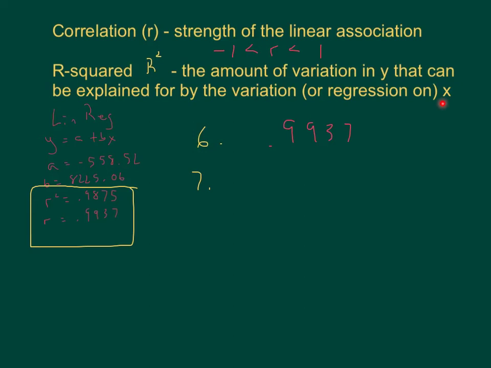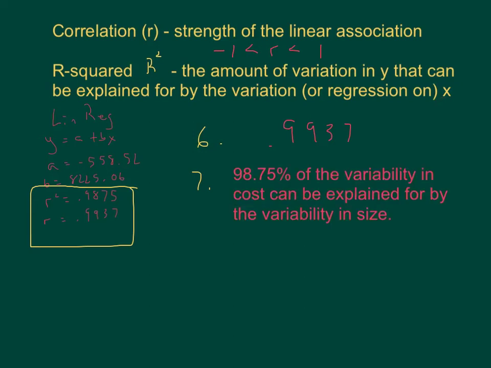Let's take a look. One of the main things to do is to turn this number, 0.9875, into a percentage. So we shift the decimal place, or multiply by 100, shift it over 2 spots, and we get 98.75%. So 98.75% of the variability in cost can be explained by the variability in size of the diamond, at least for the set of data that we have here.